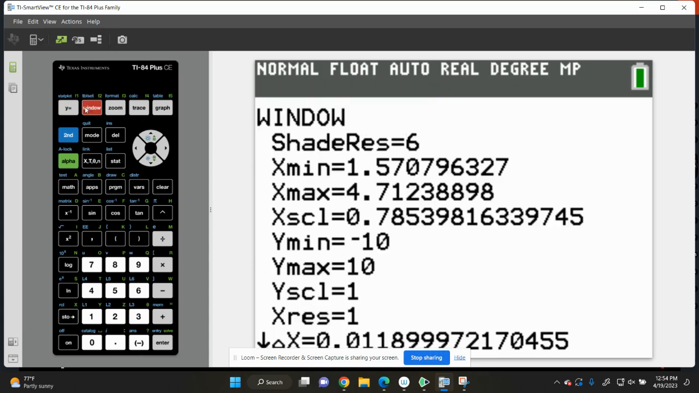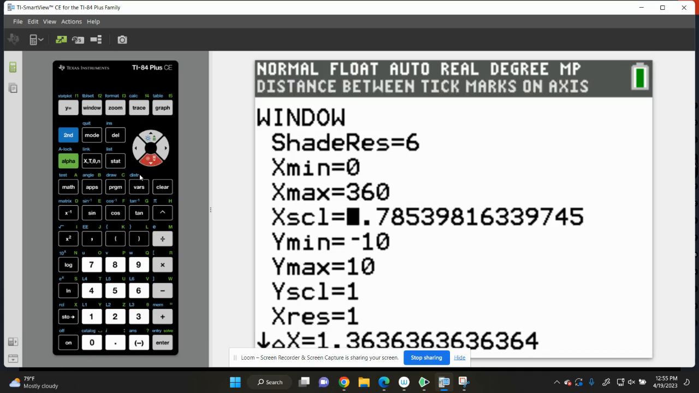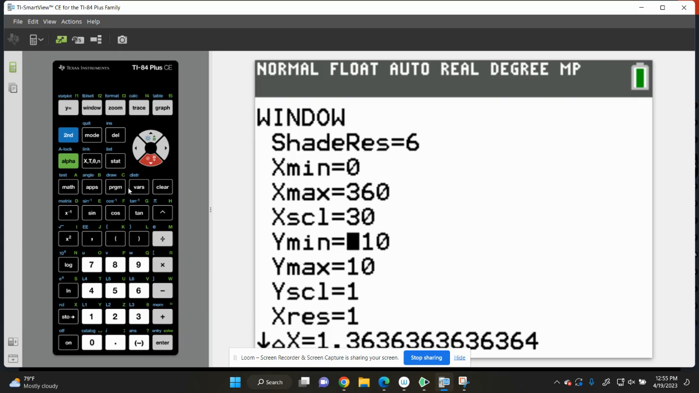how am I going to adjust my window? What's my domain? 0 to 360. What scalar would you use? I'm going to use 30 degrees, so each mark is going to represent 30 degrees. So let's graph this.